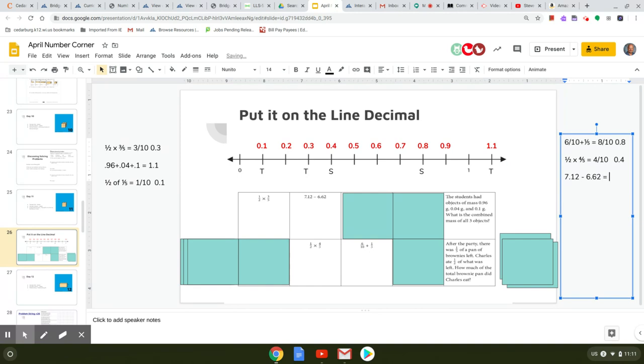Now remember, again, when you are adding or subtracting decimals, it is important that we line up our decimals. So this decimal would have to be under here, and then we would write 6.62. And then when we do our subtracting, we're going to have to do a little borrowing. And did you come up with your answer yet? I believe you did. I bet you got 0.5 or 1/2, right?